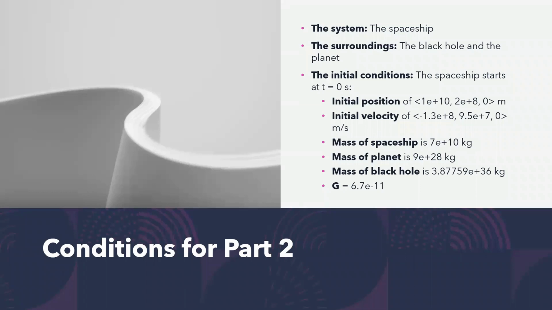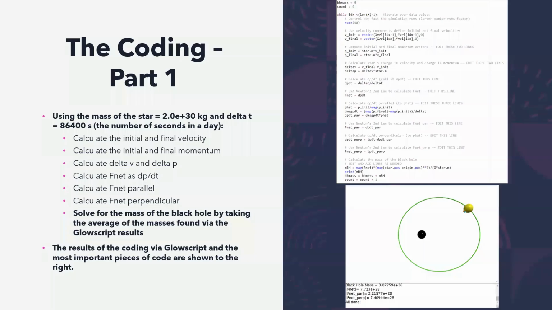So the initial conditions for part 2: the system is a spaceship, the surroundings are the black hole and the planet. The spaceship starts at t equals 0, at 1e plus 10, 2e plus 8, 0 meters, with an initial velocity of negative 1.3e plus 8, 9.5e plus 7, 0 meters per second, which is found. The mass of the spaceship is 7e plus 10 kilograms. Mass of the planet is 9e plus 28 kilograms. The mass of the black hole is 3.87759 E plus 36 kilograms, and G is 6.7 E negative 11.